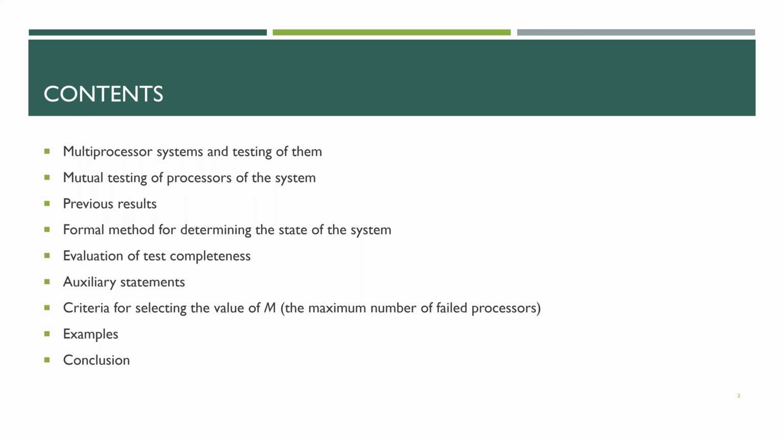The problem of evaluation of test completeness is described then. To solve this problem, auxiliary statements are formulated and proven in the paper. Based on these statements, criteria for selecting the value of M, the maximum number of failed processors, are proposed. Then several examples are considered, and finally the conclusions are presented.